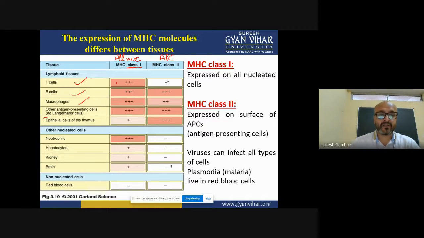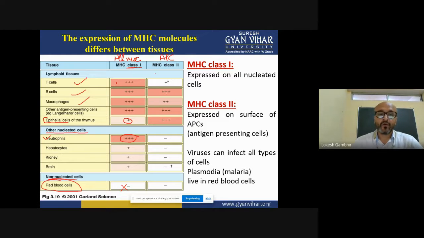Whereas the epithelial cells have low expression of class 1. Then hepatocytes, kidney cells, brain cells, all the other nucleated cells have class 1 molecule representation. And if you're talking about neutrophils, which are a very important aspect of our granulocytes, and lymphocytes, they also have a very high expression of MHC class 1. But a crucial point: non-nucleated cells, that is, RBCs, have no presence of class 1.